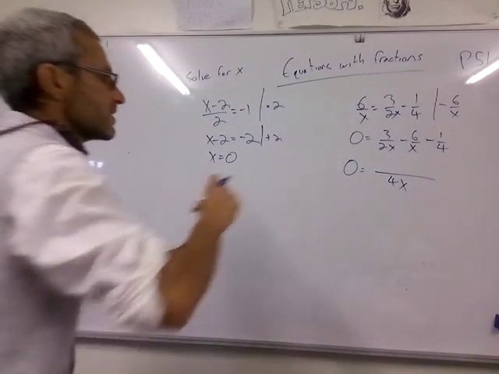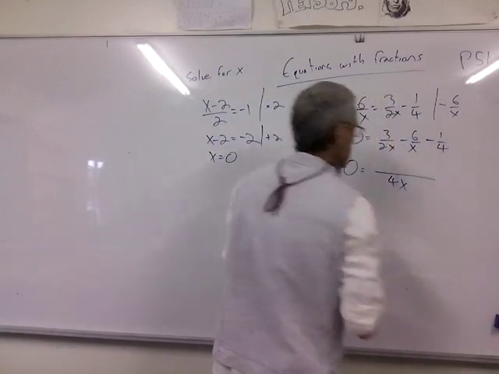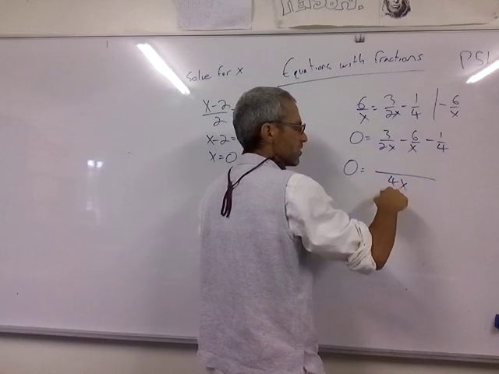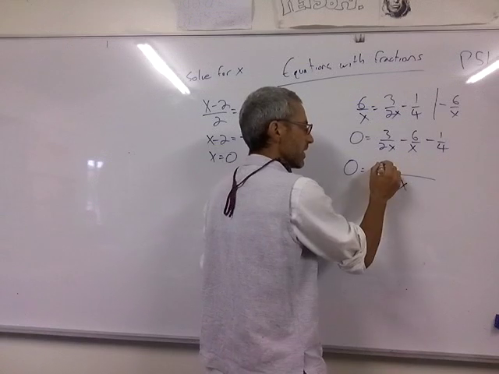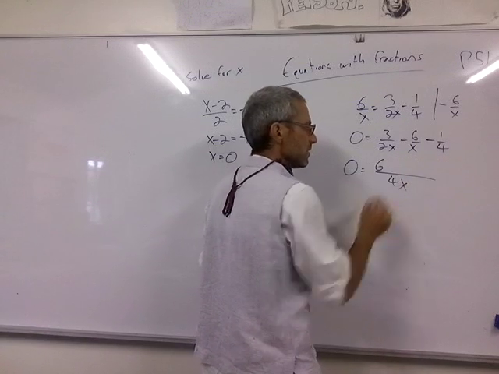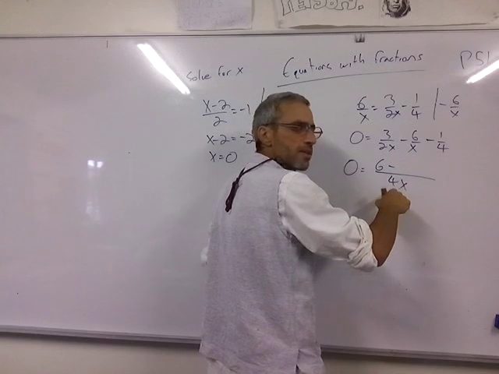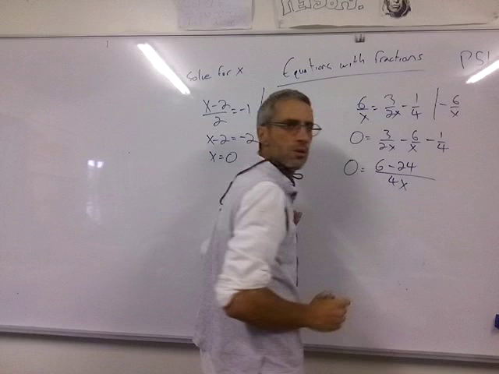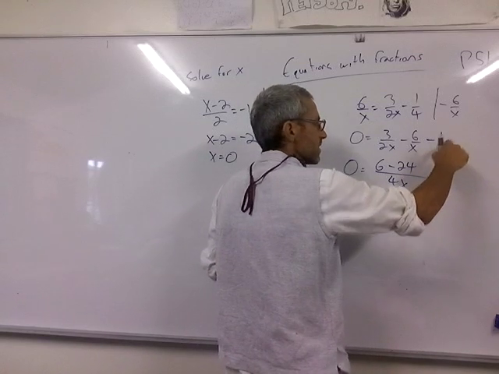Okay, so we established that the lowest common denominator is 4x. Now, this 3 was sitting on top of 2x. Now it's going to sit on 4x. So what do I need to multiply it by? 2. So I'm going to get 6. This 6 was sitting on top of the x. Now it's on top of 4x, so we need to multiply by 4. So minus 24.